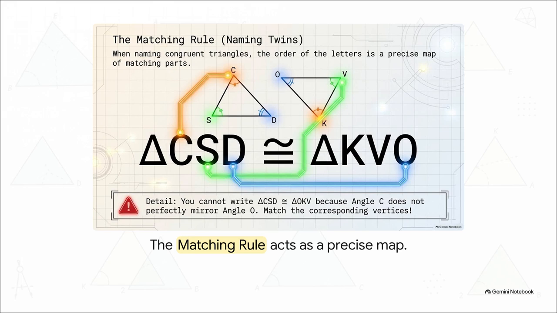Now, because of this piece-by-piece matching, the way we name congruent triangles acts as a highly precise treasure map. It's almost like a secret cipher. This is the matching rule. Look at the statement. Triangle CSD is congruent to triangle KVO. The order of these letters is definitely not random. It tells you exactly who perfectly mirrors who. The first letter C matches the first letter K. S matches V. D matches O. You literally cannot just scramble the letters. You have to map out the corresponding vertices perfectly.